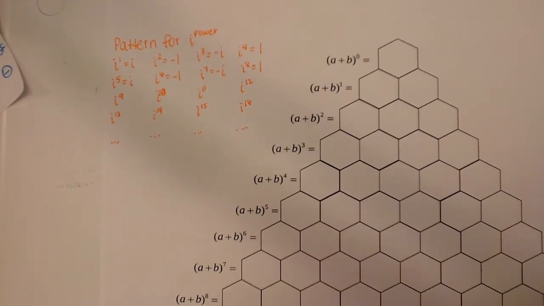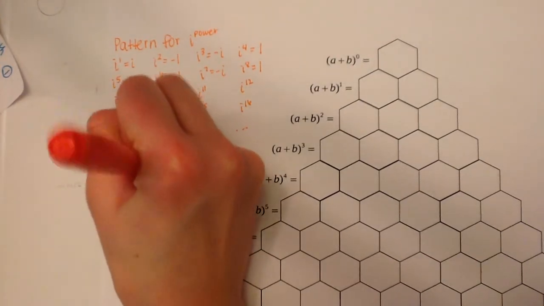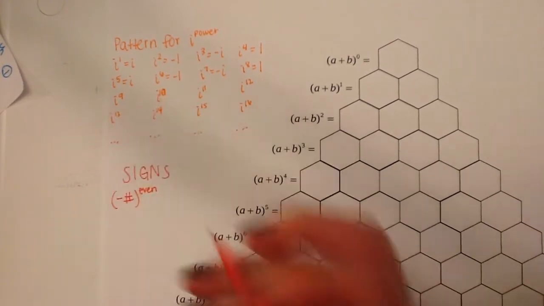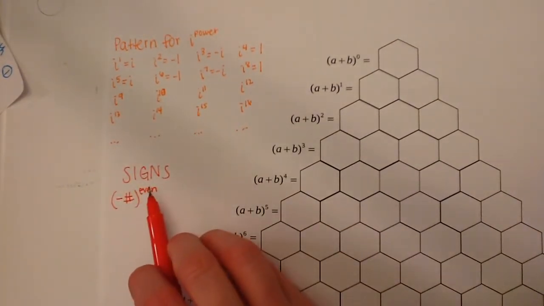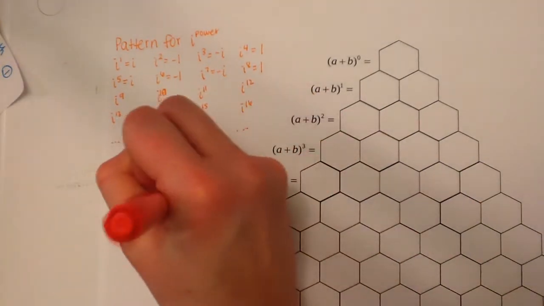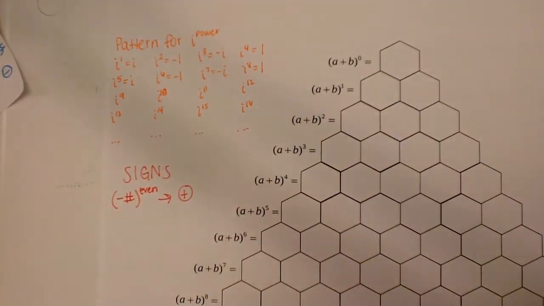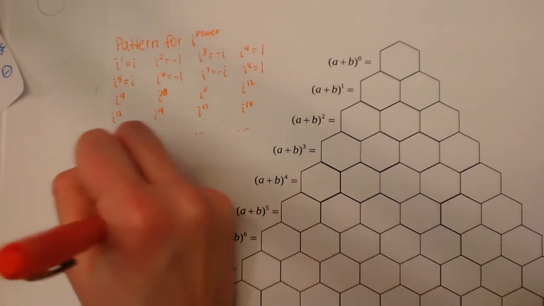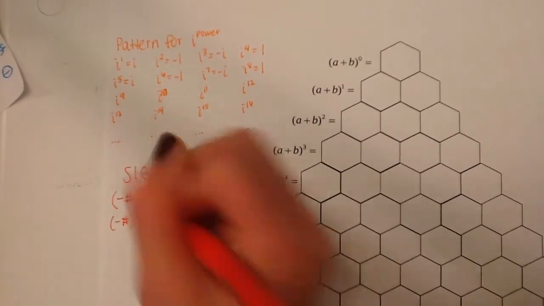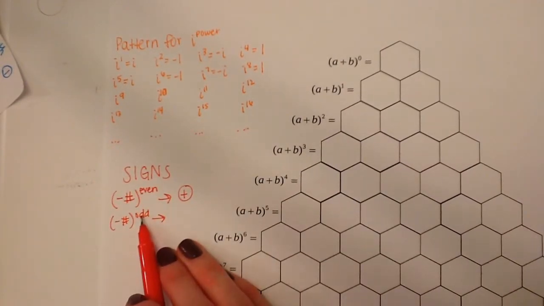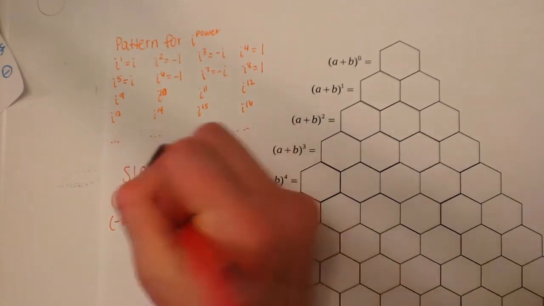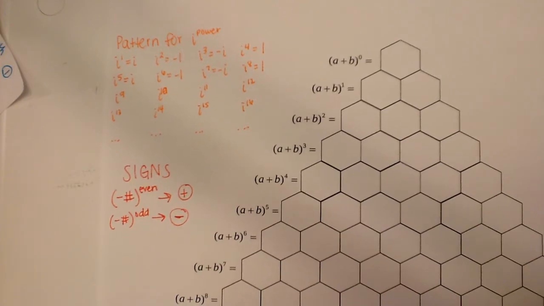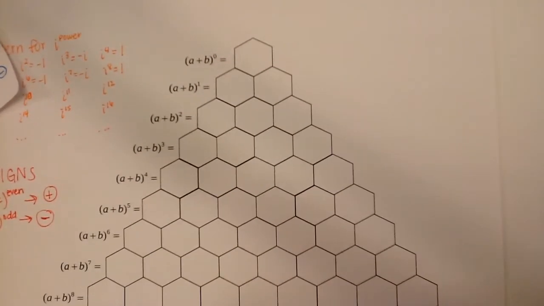Another thing, when we talk about signs, if you have a negative number to an even power, so let's say this was -2 squared. Well, if you square -2, you're going to end up with a +4. So if you have a negative number to an even power, it's going to be positive. If you have a negative number to an odd power, so if we have -2 cubed, so to the third power, that would be -8. So when you have a negative number to an odd power, your answer is going to come out negative. So those are just a couple notes.